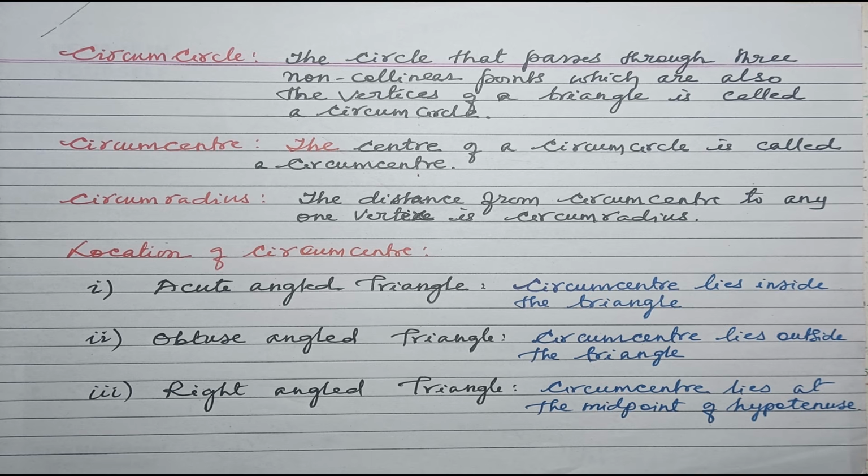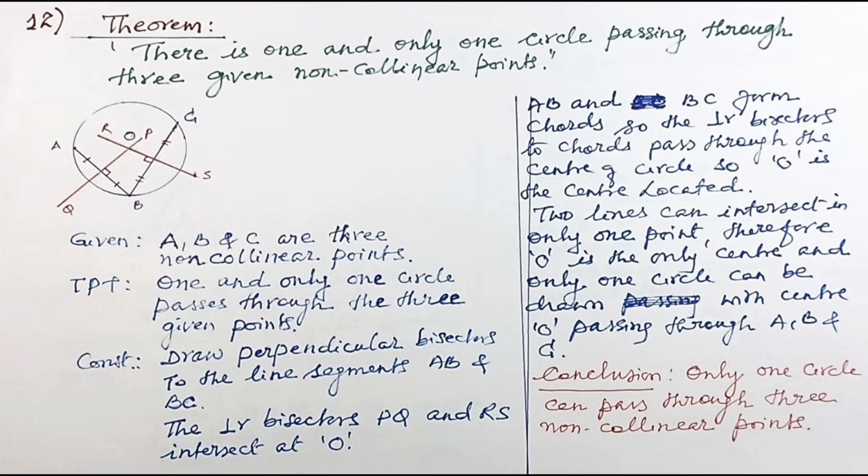Now coming to the next and very important discussion: there is one and only one circle passing through three given non-collinear points. We have to prove this, and give a logical proof of the condition that only one circle is possible passing through non-collinear points. Now let us take A, B and C. A, B and C are three non-collinear points, and we have to prove that only one circle passes through A, B and C.